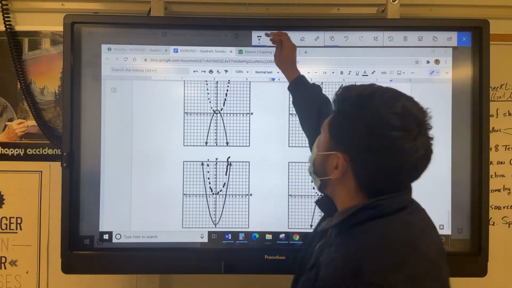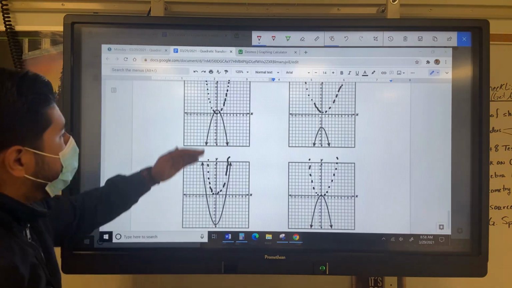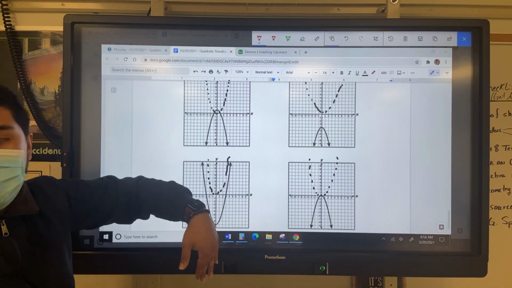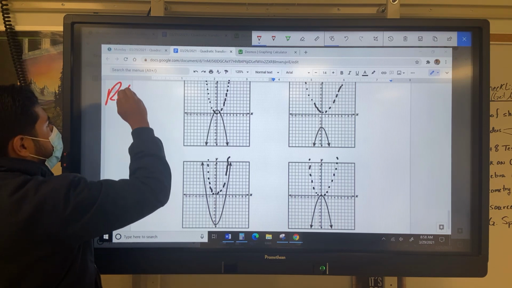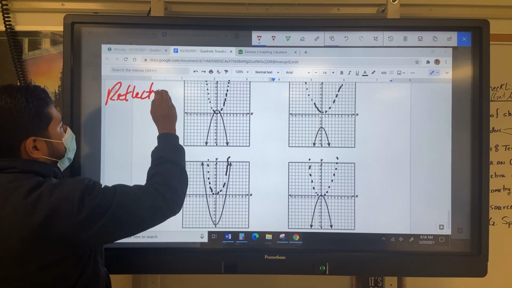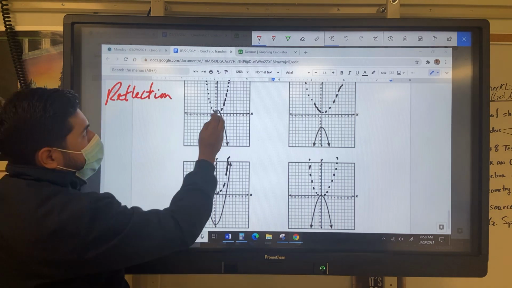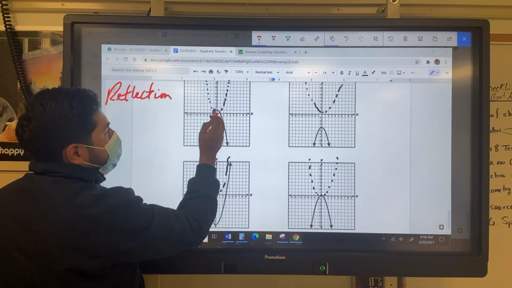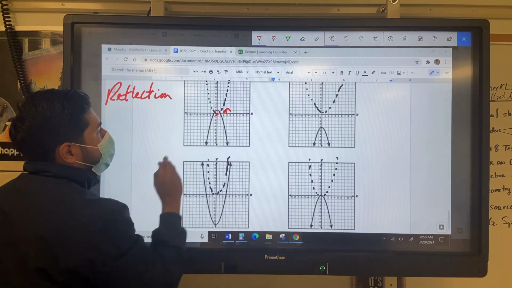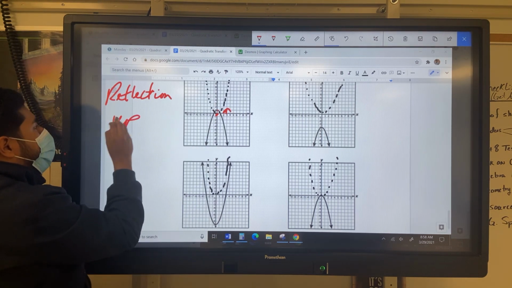So we're just gonna say what's happening to the graph. So one, it went negative. What's the negative aspect of it? Reflection. Make sure you know that when it flips over, that's a reflection. But it's already there. My vertex is what happened here. My vertex went up, so it also went up.